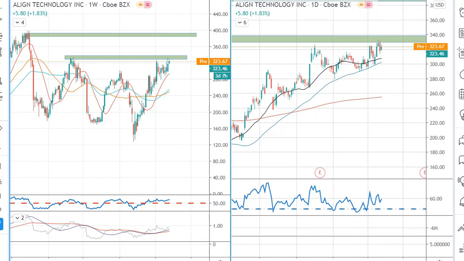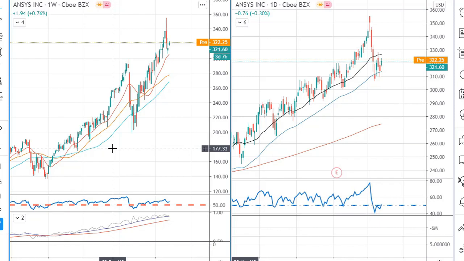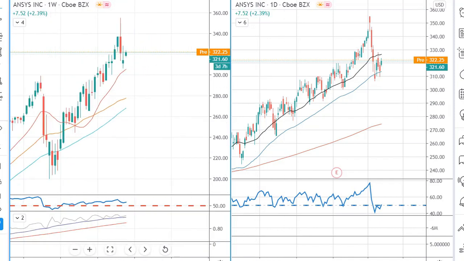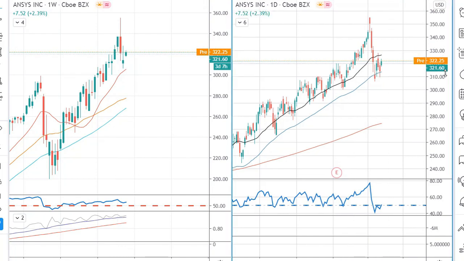I'm just trying to give you an idea of what I am looking for to find some good candidates. So let's have a look at the next one. This is Ansys here. Bit of the same. It is in a green zone. The weekly trend is very nice.